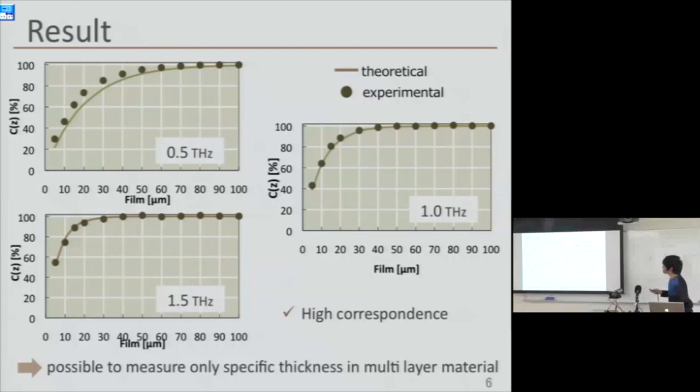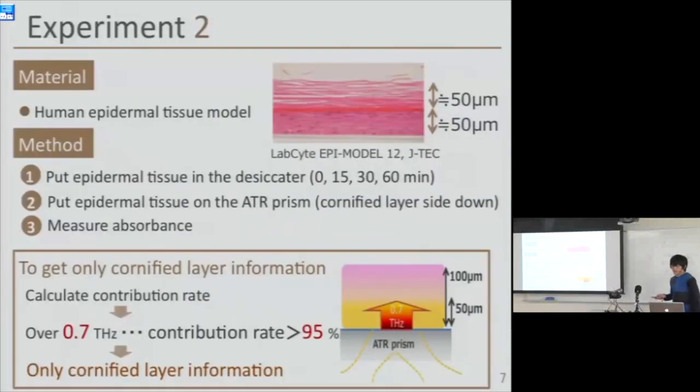At 1.0 terahertz, the contribution rate is almost 100%. So at 1.0 terahertz, we can measure only the 40 micrometer thickness material. Then I measure real epidermal tissue. I use the human epidermal tissue model for this experiment.